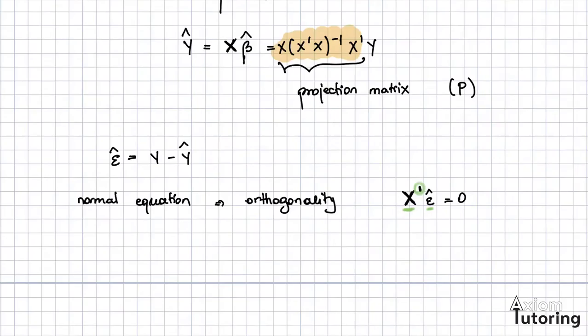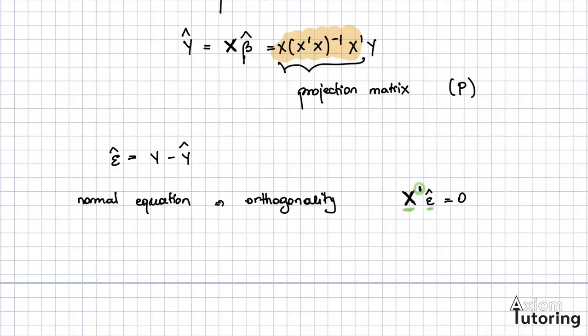In geometry language, it just means the residual is perpendicular to every column of X, and therefore perpendicular to the entire subspace generated by X. So that's why the OLS residual arrows all meet the fitted line at 90 degrees when we did the projection.